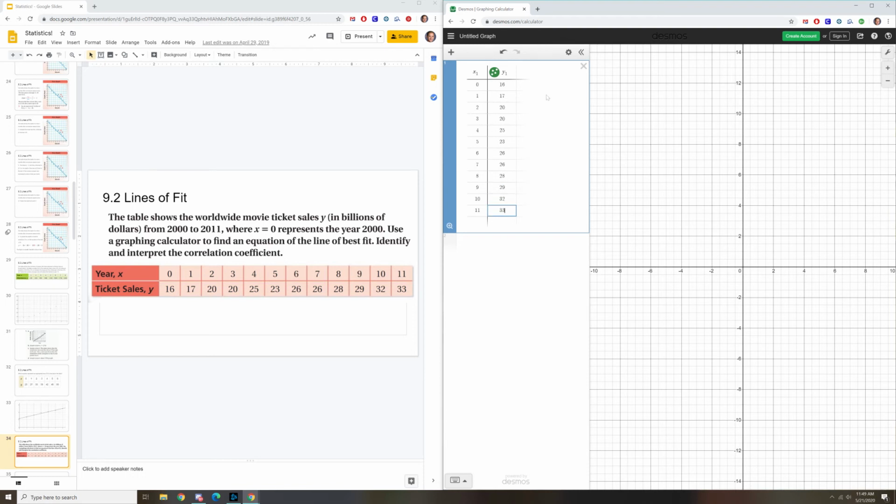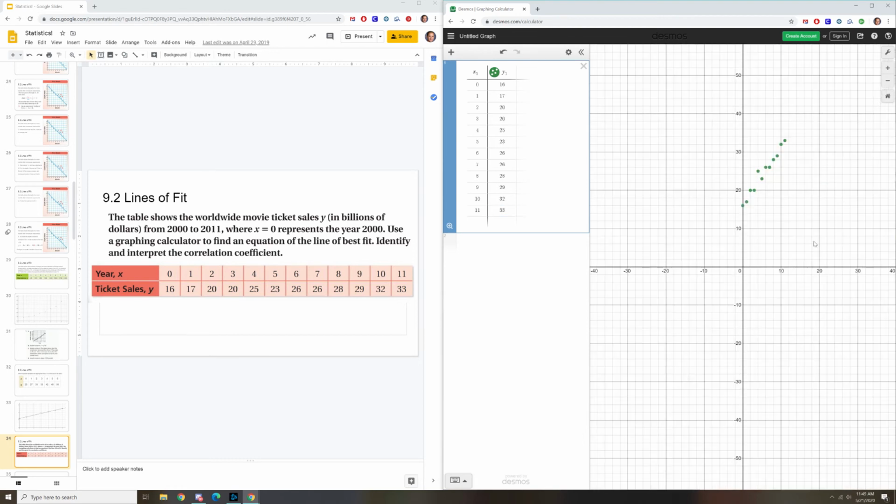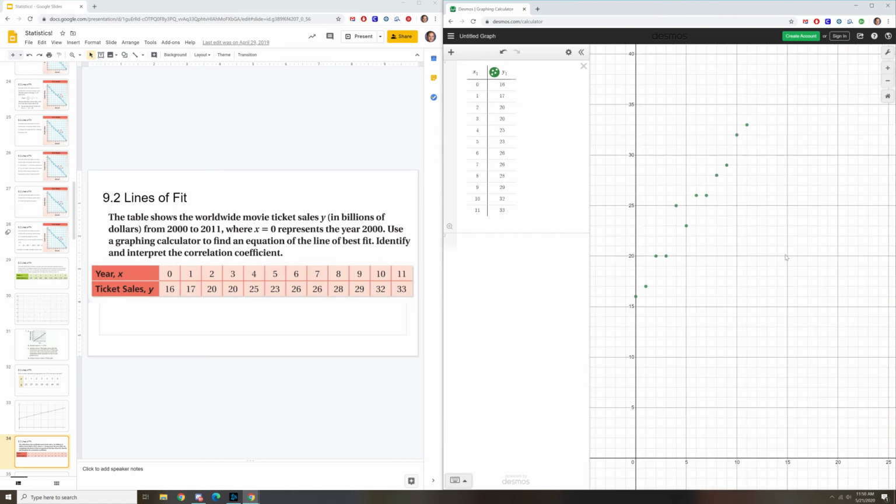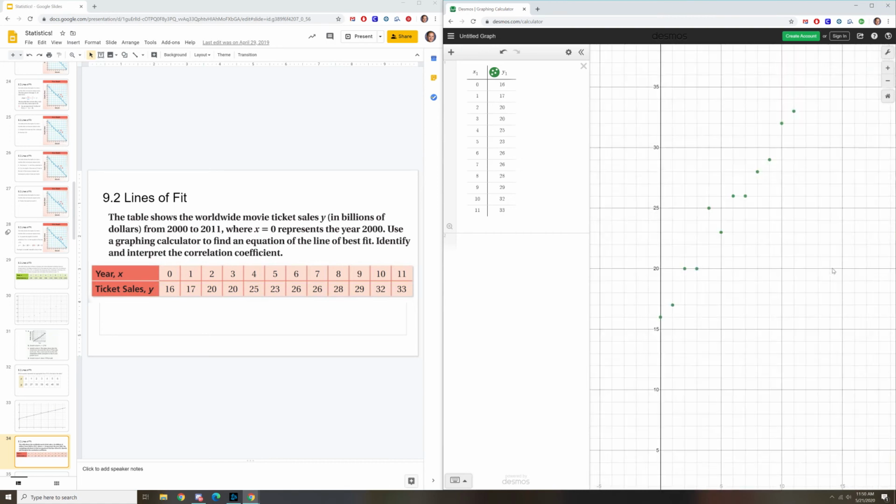All right, so over here, you're probably looking at it and wondering, well, where are my points? Well, again, this only goes up to 14, this only goes up to 10. If you want to see the points that you just plotted, you have to zoom out. And these are the points that we plotted right here. Now, we're going to ask the graphing calculator to make us a line of best fit, instead of trying to guess and check ourselves.